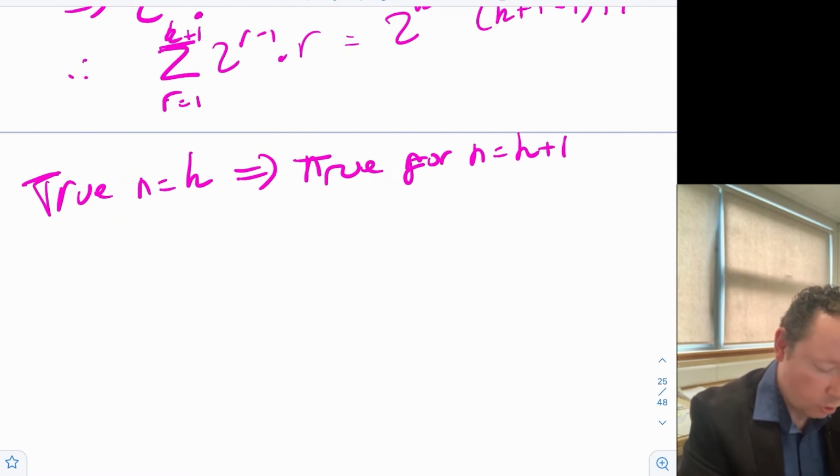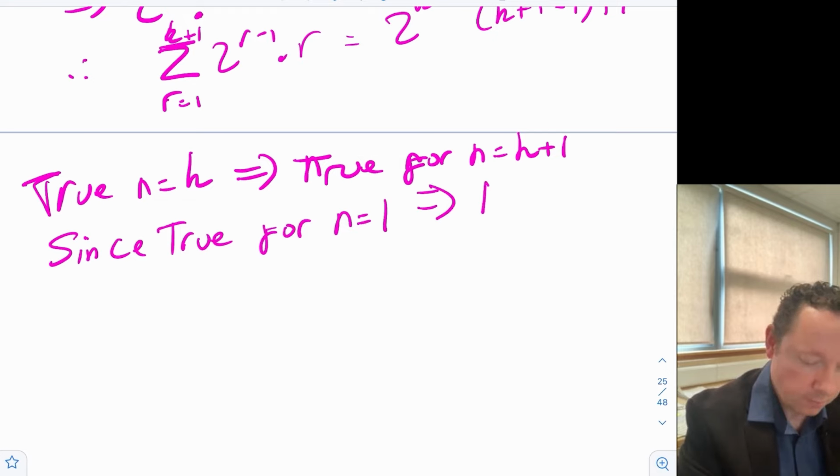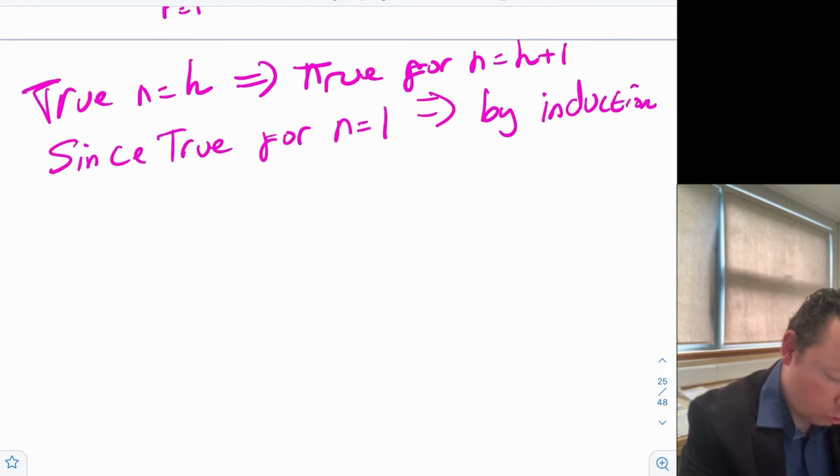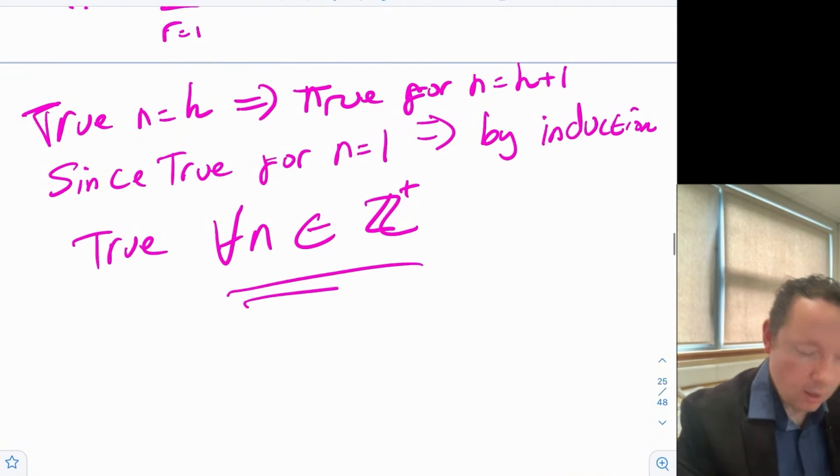And since it was true for n equal to 1, then by induction, it will be true for all n a member of Z plus. And we're done there.